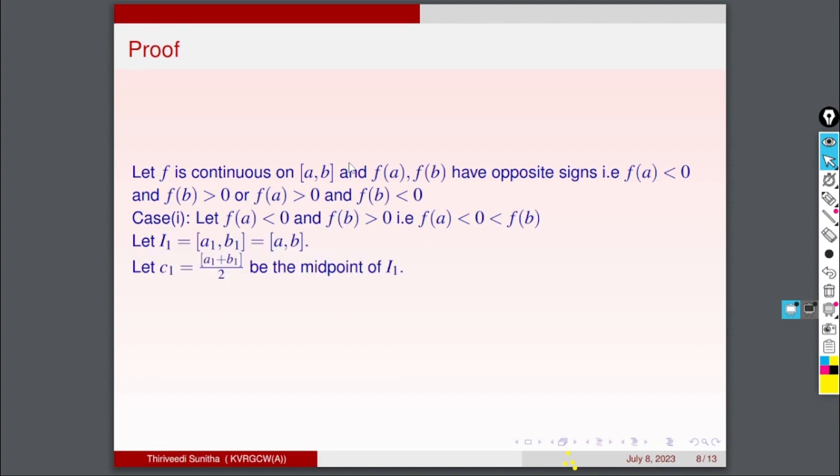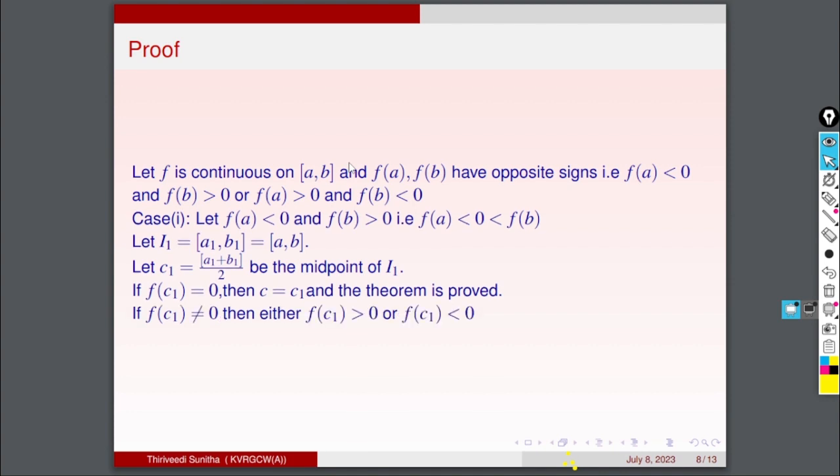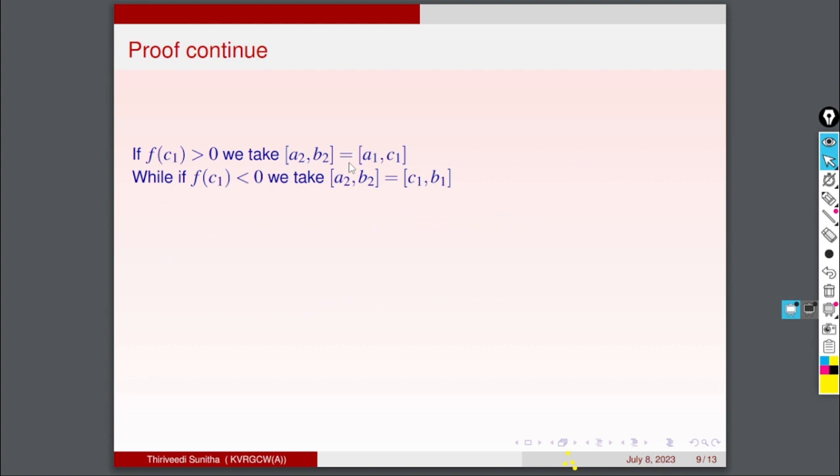So I took I1 = [a1, b1], that is equal to [a, b]. Let c1 = (a1 + b1)/2 be the midpoint of the interval I1. If f(c1) = 0, then c = c1 and the theorem is proved, as I explained previously. If f(c1) is not equal to 0, then either f(c1) > 0 or f(c1) < 0. If f(c1) > 0, we take [a2, b2] as [a1, c1], while if f(c1) < 0, we take [a2, b2] as [c1, b1].